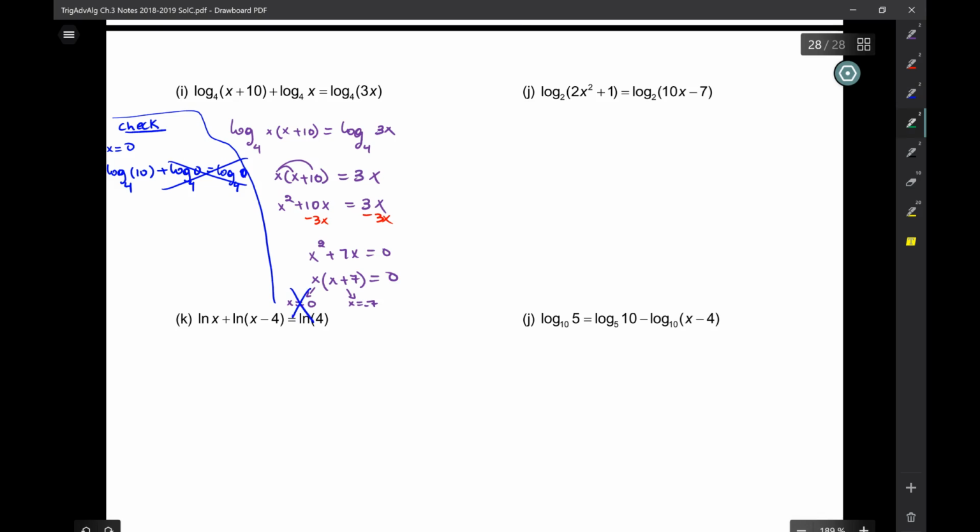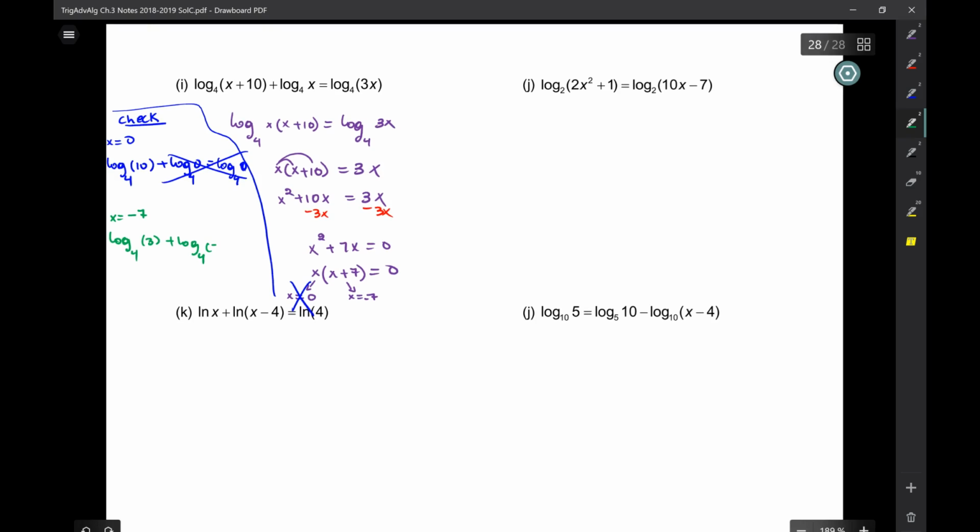Now move on to x equals negative 7. This is going to be log base 4 of 3, plus log base 4 of negative 21. There too, that didn't work. You cross that out too. Because both of them did not work, this problem has no solution.